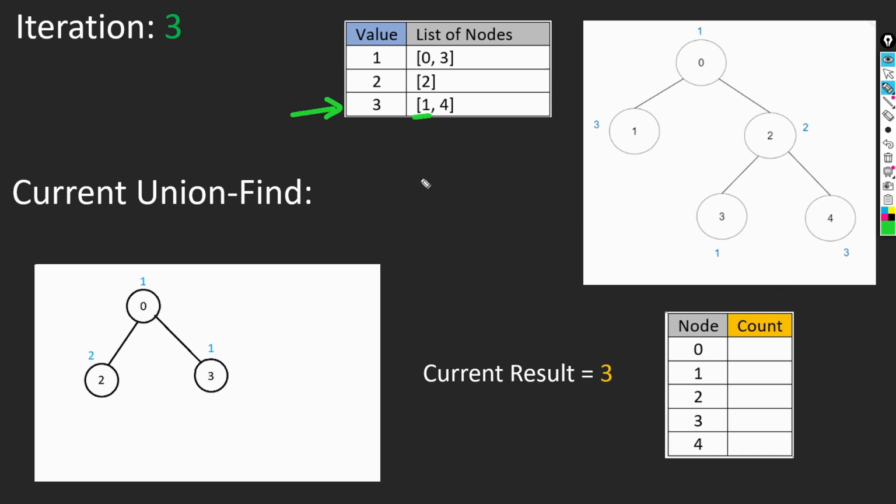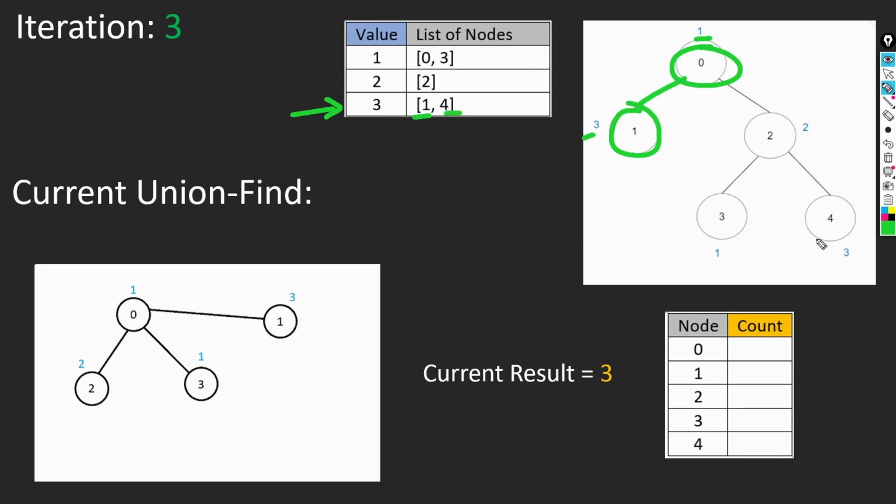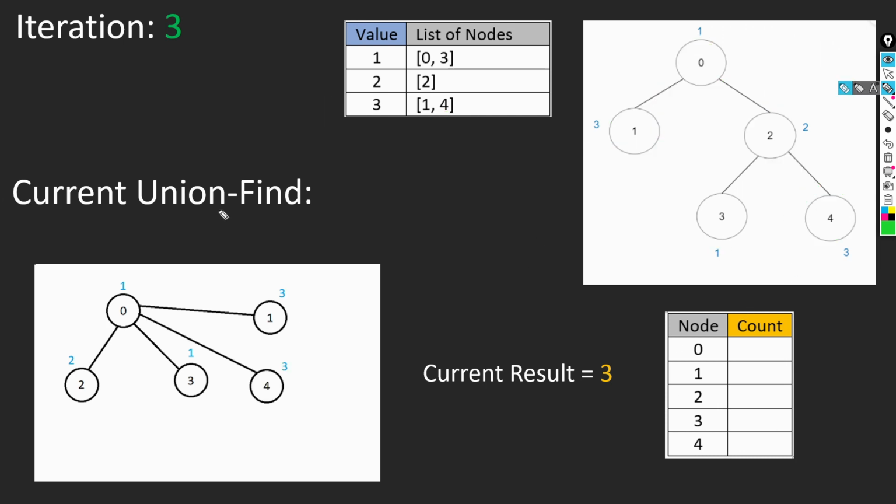For value 3, we start at node 1. Node 1 has neighbor 0. Neighbor 0 has a value of 1, which is smaller than the current value of 3, so we union 0 and 1. Moving on to node 4. Node 4 has a neighbor of 2, and neighbor 2 also has a value of 2, which is smaller than the current value of 3. So we union 2 and 4. So this is our final union find data structure.